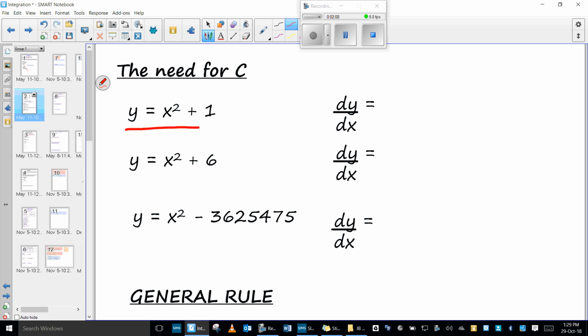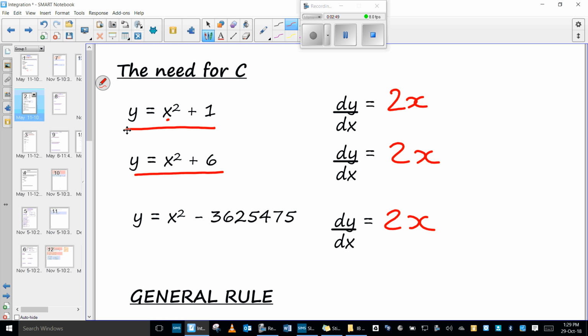This expression here is y. I want to find dy/dx, so let's get our heads back to differentiating. Differentiating this expression here, what will I get? Cameron? 2x. And this one? 2x. And this one? Do we see a little bit of a pattern here? They're all 2x. So the derivatives here are all 2x.